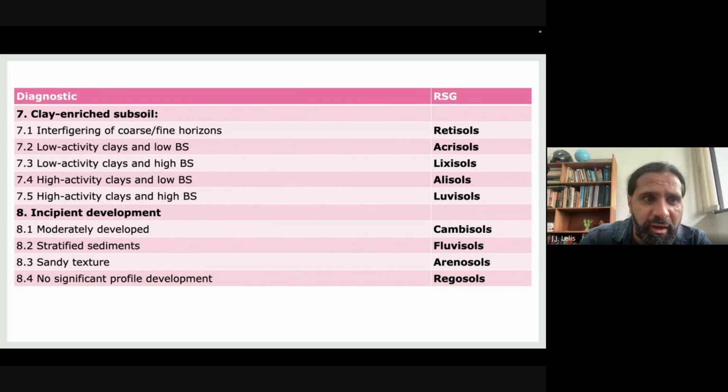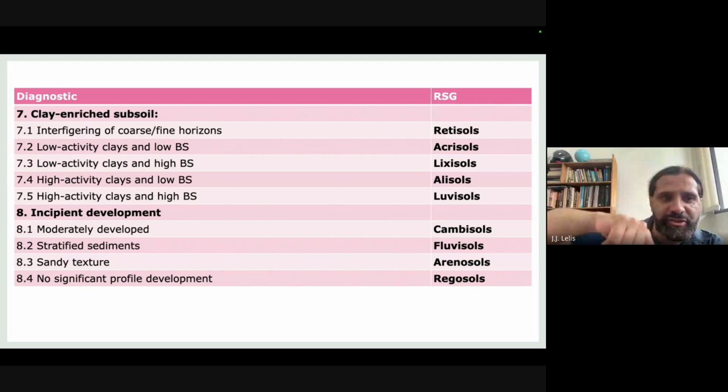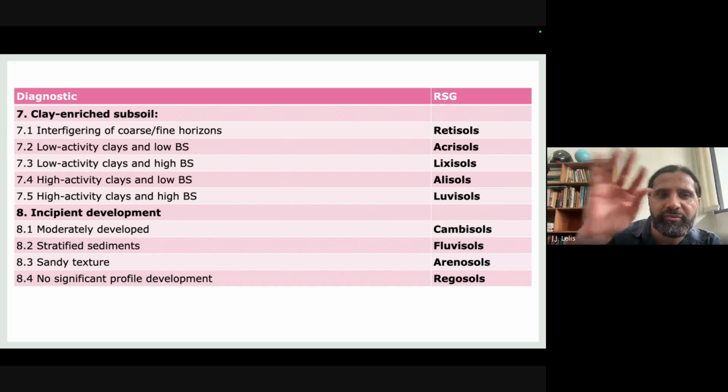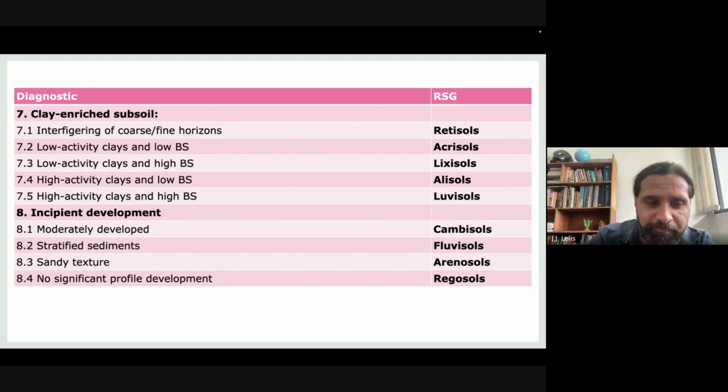If you register a clay enriched subsoil, so if you register some clay movement and some enrichment of clay at the B horizon, you have five different options. First of all is the Retisols. Retisols have erratic properties. I will show you. You have some interfingering of coarse and fine horizons, some pieces of coarse and fine horizons integrated into each other. If you have low activity clays and low base saturation, you have the Acrisols.